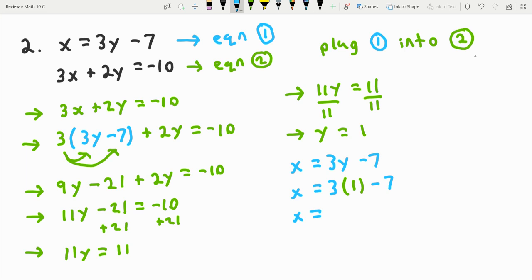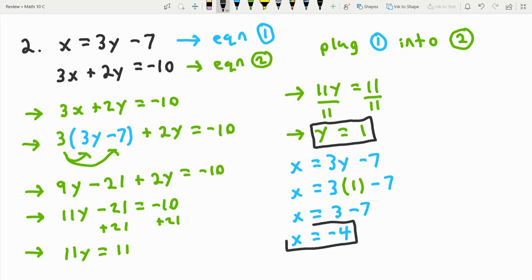And if I simplify that down, 3 times 1 is 3. So I have 3 minus 7. So x equals 3 minus 7, which should be minus 4. And those are my points of intersection. So I have y equals 1 and x equals negative 4. So my point of intersection, or my solution to the system of equations, is negative 4 and 1.